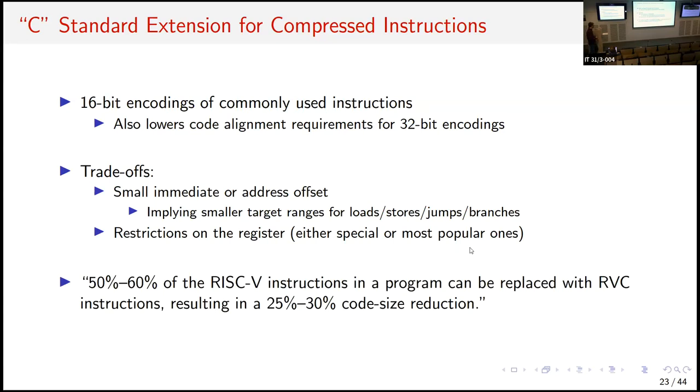And is it worth it? According to the standard, 50 to 60% of RISC-V instructions in a program can be replaced with RVCs, or RISC-V compressed instructions, resulting in 25 to 30% code size reduction. So that's quite a bit. And the nice thing is that the compressed instructions are not added as an afterthought, but they were explicitly part of the plan from the beginning. So, for example, ARM had some funny things for compressed instructions, which made it pretty hard for the compiler sometimes. So that's a lot better with RISC-V. Also because it's a new one, so they learned from the past mistakes, of course.